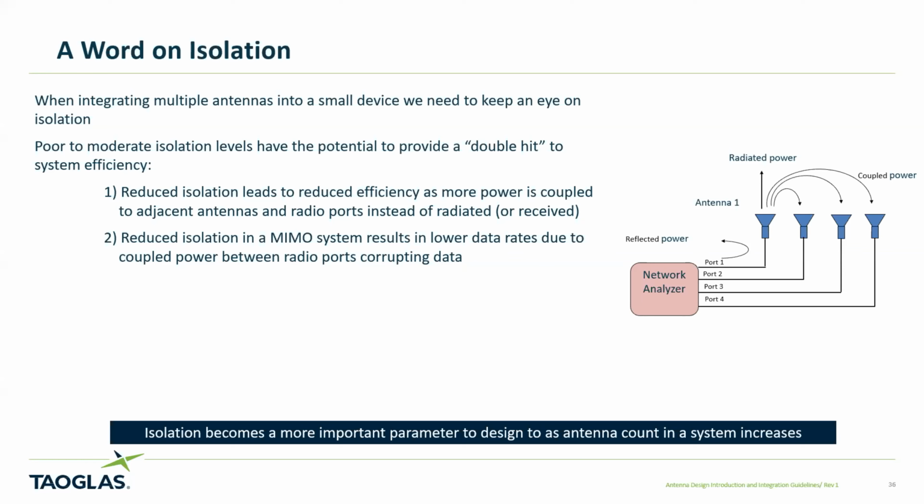So if we can't maintain good enough isolation, we'll see a reduced efficiency, because instead of power being radiated out of antenna 1 in the figure, some of the power is being coupled into its neighboring antennas, and that gets fed back into transceiver ports. Reduced isolation in the MIMO system will directly result in lower data rates.